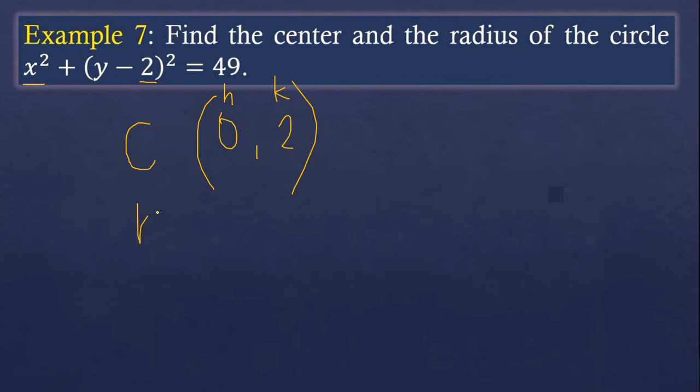Next, what is the value of your r? And 49 is a perfect square number. So what is the value of r? It's 7. As simple as that. And that is for standard form and finding the center in the radius.